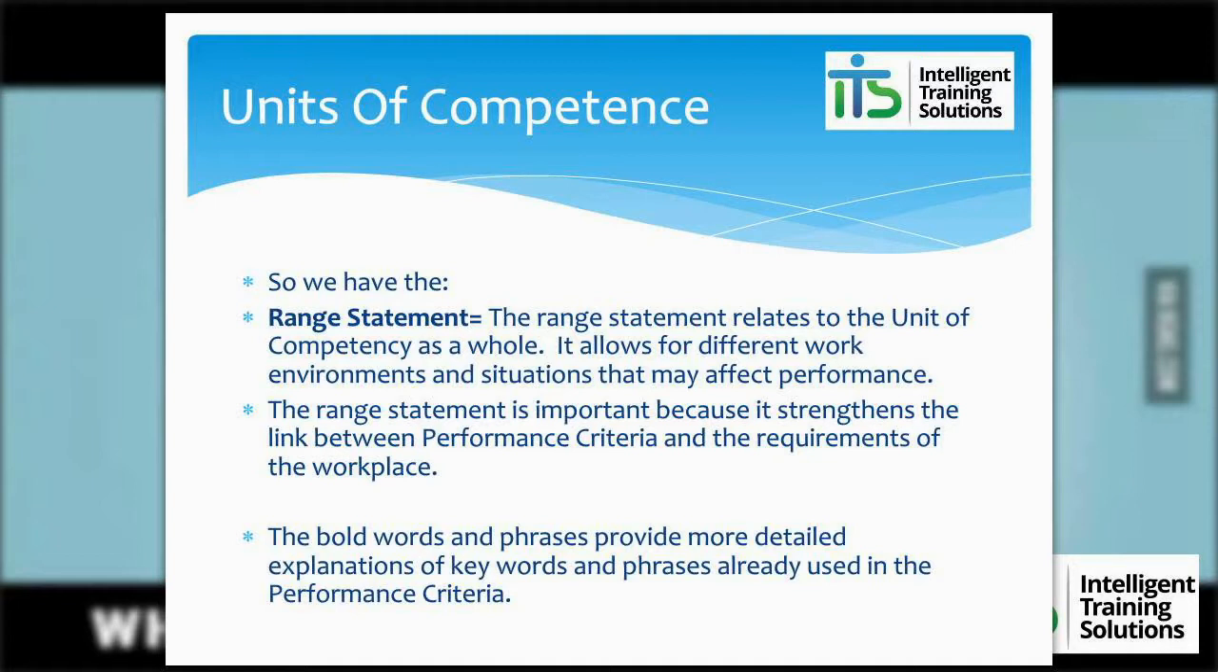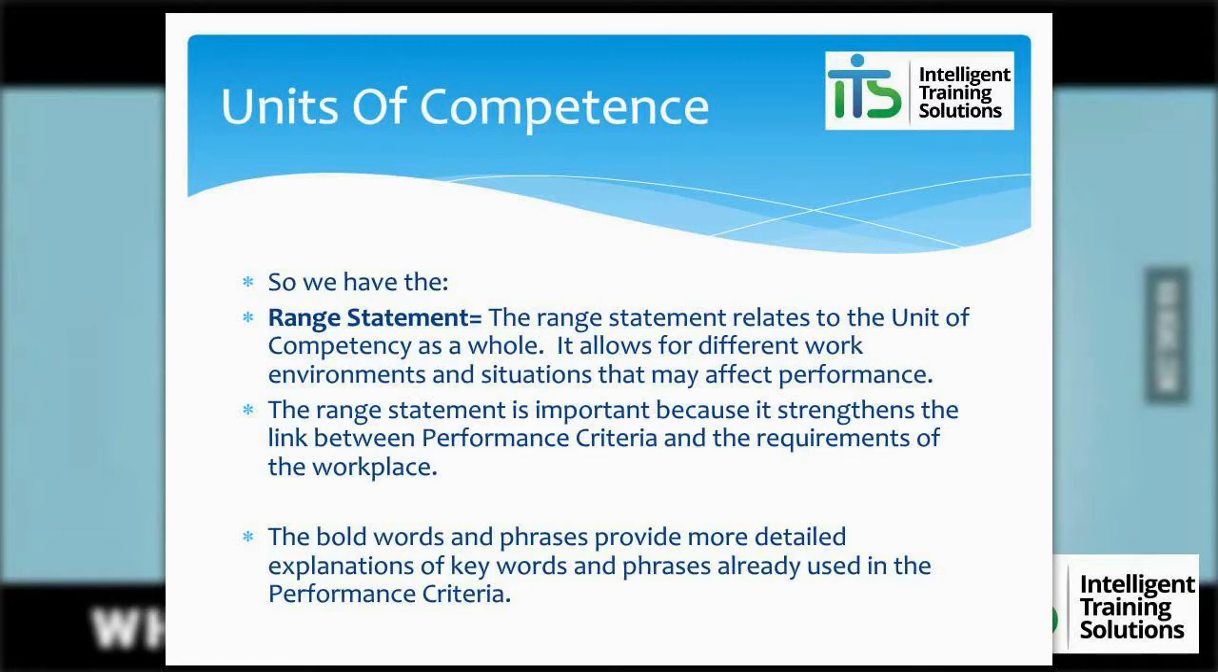So pretty much what this range statement looks like, and if you've got a unit open in front of you, you'll be able to see it. It kind of tells you where this can all take place. So if we looked at the apply safe car driving behaviour unit, if we looked at the range statement, it would say things like on a variety of roads, including city, country, freeway. It's kind of telling you where all of this training and assessment can take place. It tries to list as many variables or as many different opportunities, whether it's industry-based or not, where the assessing and training of this unit of competence could occur.